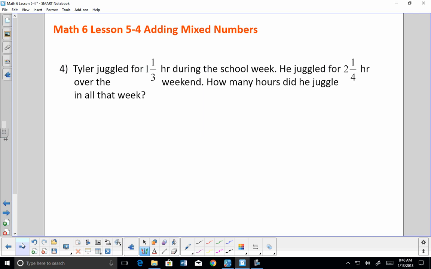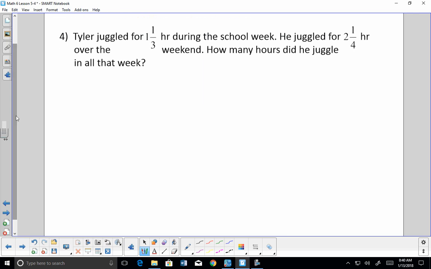Tyler juggled for 1 1/3 hours during the school week. He juggled for 2 1/4 hours over the weekend. How many hours did he juggle in all that week? So we're talking about what he did during the school week and what he did during the weekend, and we want to know how much he did all together. All together means we are adding, so we will take 1 1/3, and we will add to that 2 1/4.